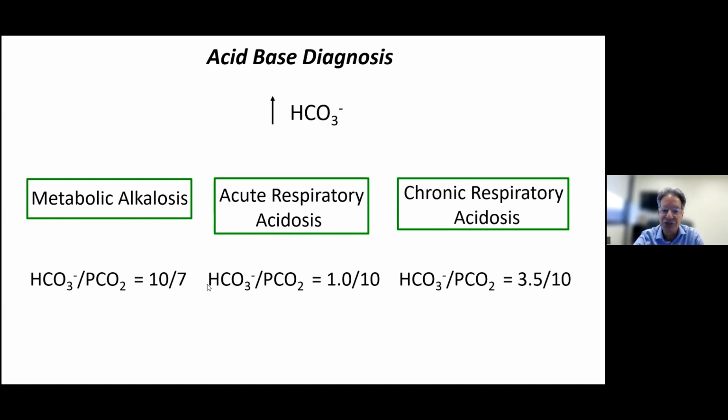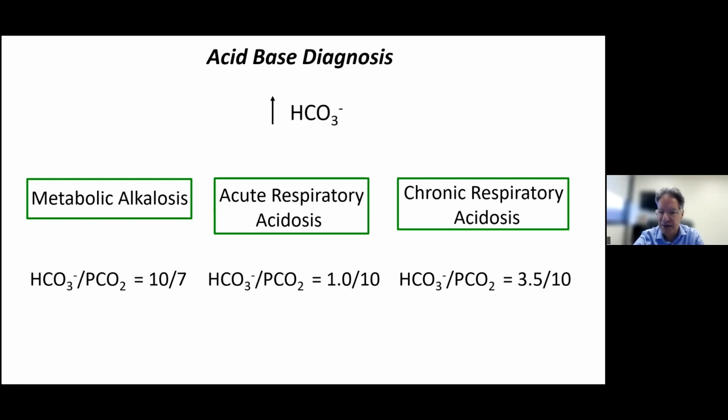Now, again, the causal relationships are not shown here. What is the chicken and what's the egg? In metabolic alkalosis, the chicken is the bicarbonate. It went up, and then the PCO2 goes up in response. In respiratory acidosis, the chicken is the PCO2, and the bicarb goes up in response. So that's not shown here, and it really is irrelevant for the purposes of our analysis, because you're looking at a snapshot in time of the changes having occurred already.